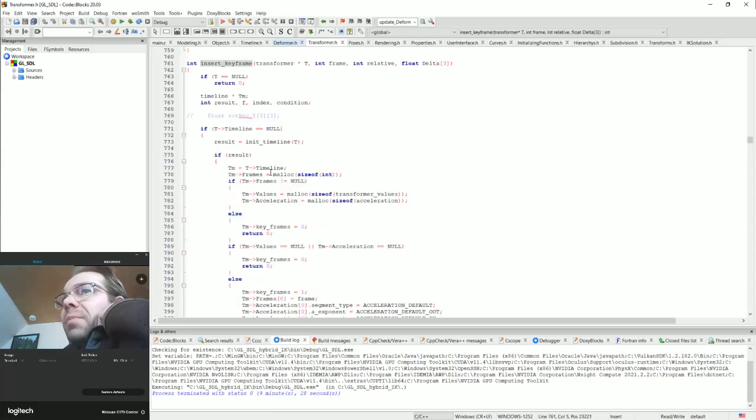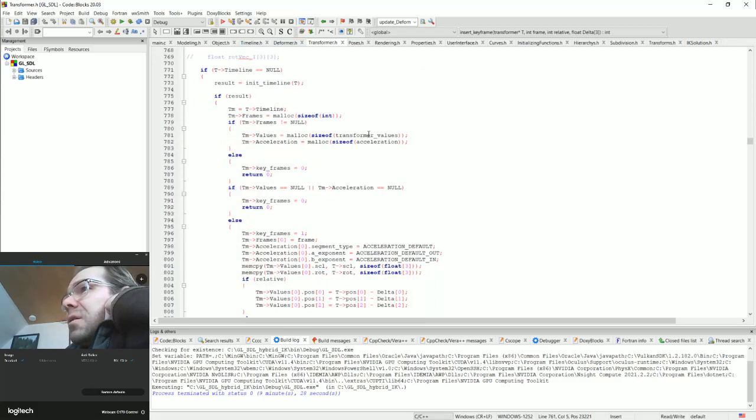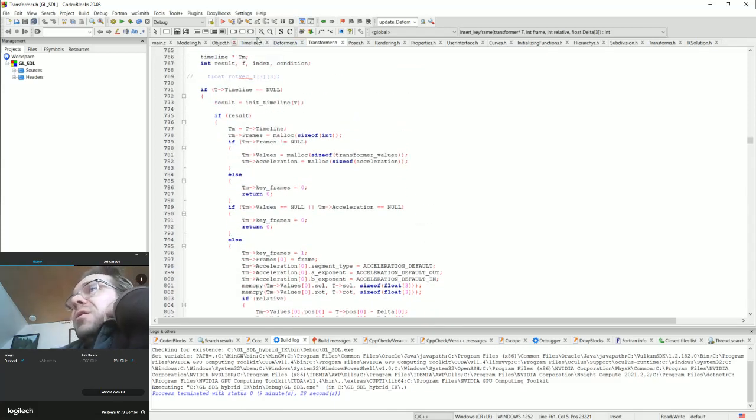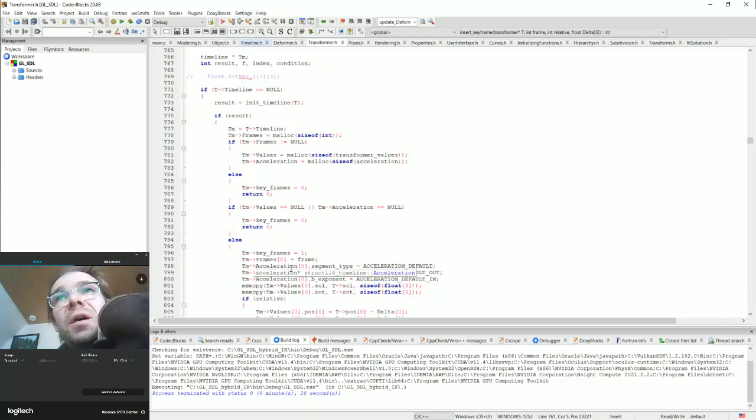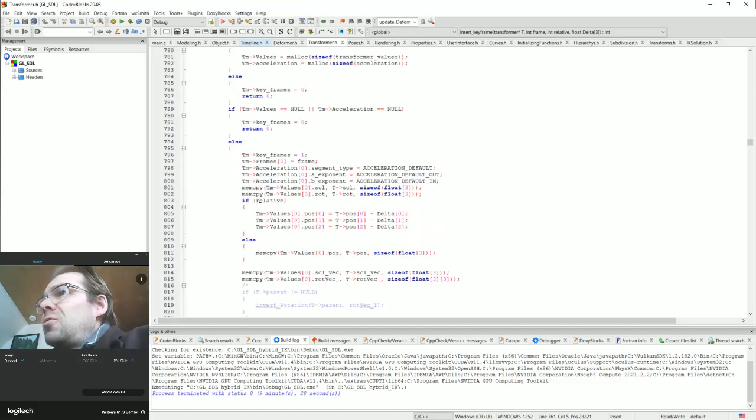We go into the implementation. We see that this insertion function first detects if a timeline object is present in the transformer, and then it uses this relative concept in this function, and this relative really needs to be always on, and it is like that.